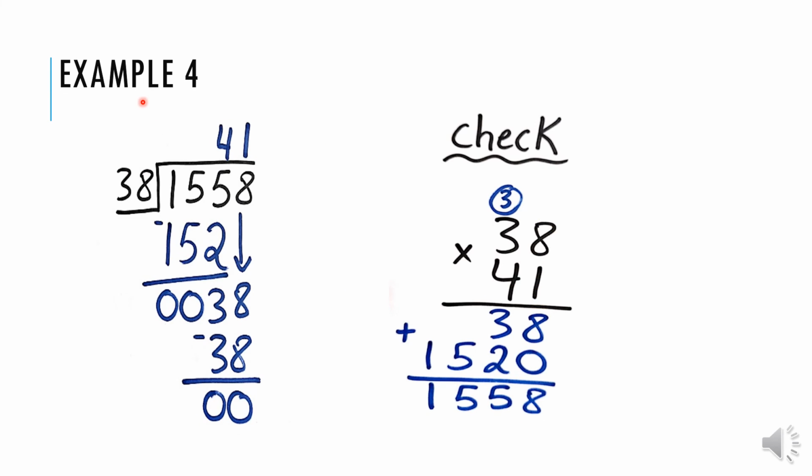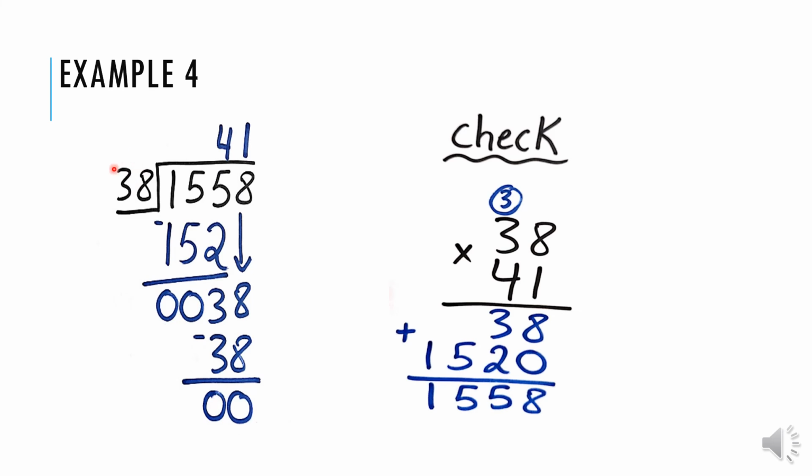Last but not least, example 4. 1,558 divided by 38. Again, the divisor is made up of 2 digits, so I should use at least 2 digits from the dividend. But 38 is greater than the first 2 digits of the dividend, so here I have to use 3 digits. So I take the 155 in the first step.